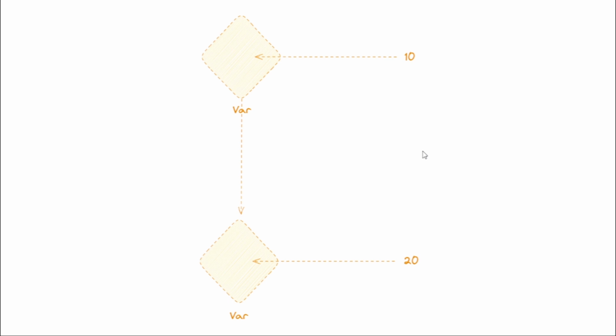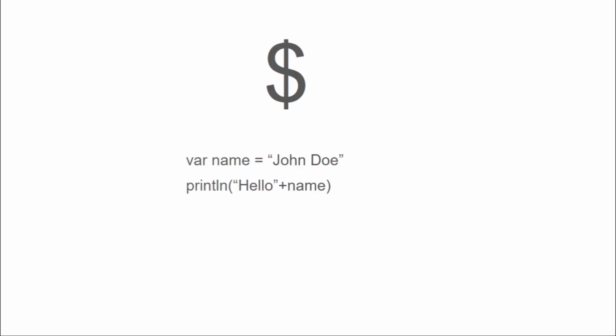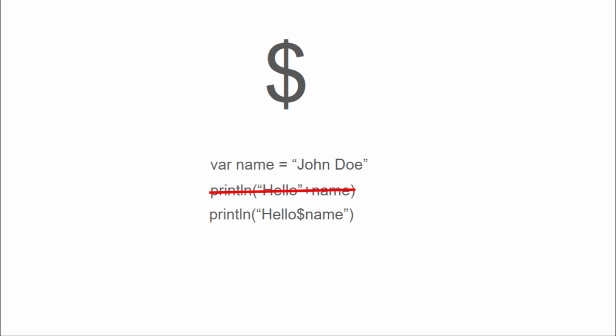Next interesting feature of Kotlin is retrieving value with the help of dollar. Let's say you have saved some value in any variable, and in order to retrieve the value, generally how we do it in Java is we append our value along with our message. But with Kotlin, with the help of dollar, in order to retrieve a value along with a message, all it needs is to be embedded into the message along with the variable name, and that's it.